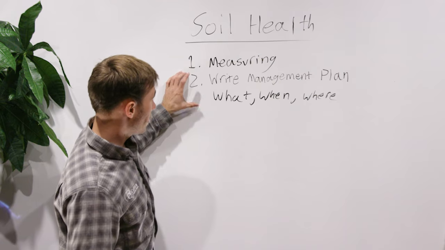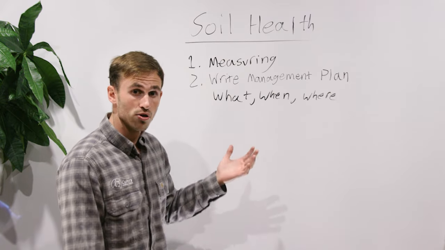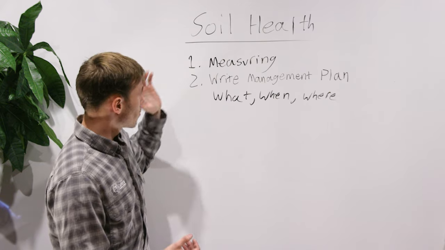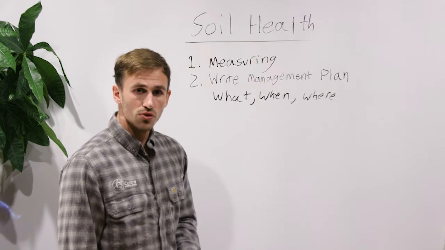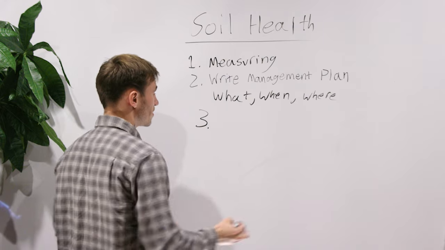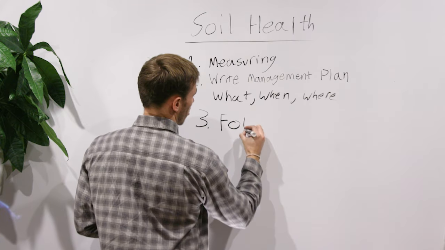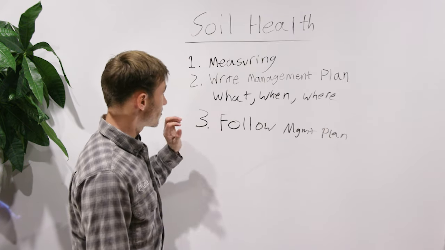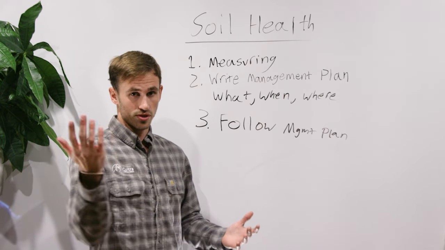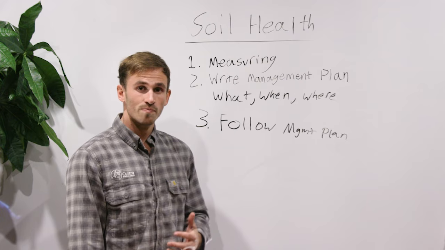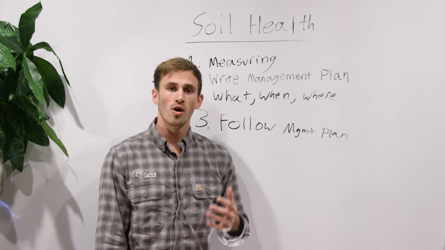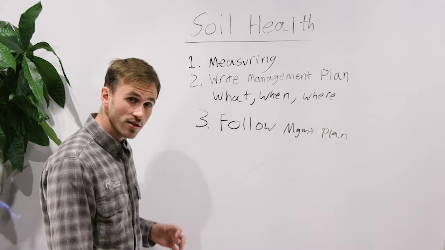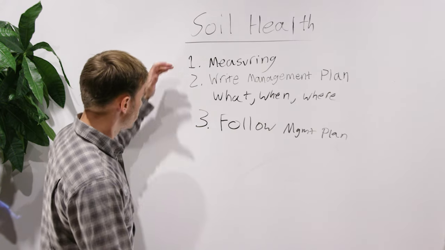We want to make sure that we're writing a management plan that's addressing the bottlenecks that we found when we measured. And so all of this is going to lead to increasing soil health. And then we go into the third piece. After we've written the management plan, we're going to follow the management plan. If you're flying by the seat of your pants, then it's significantly harder to measure and manage and get a graph that goes up and to the right. But if we do our best to write a management plan so we know what we plan on doing, when and where, it's easier to follow that plan. But that management plan does need to be followed to address what we found when we measured.